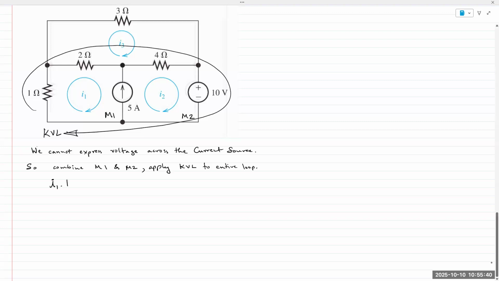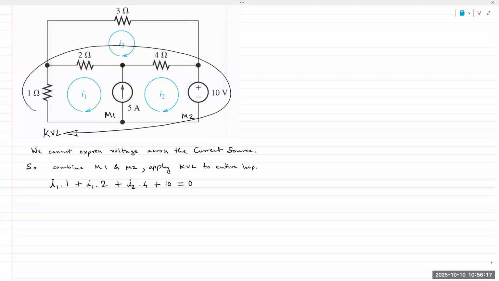I1 times 1 plus I1 times 2 plus I2 times 4 plus 10 is equal to 0. Let's see if I got it correct. I1 is positive. So 1 ohm is positive, 2 ohms is positive. I2 is entering from the left. So 4 ohms is also positive, and then 10 volts. Yeah. That's all you have to do.